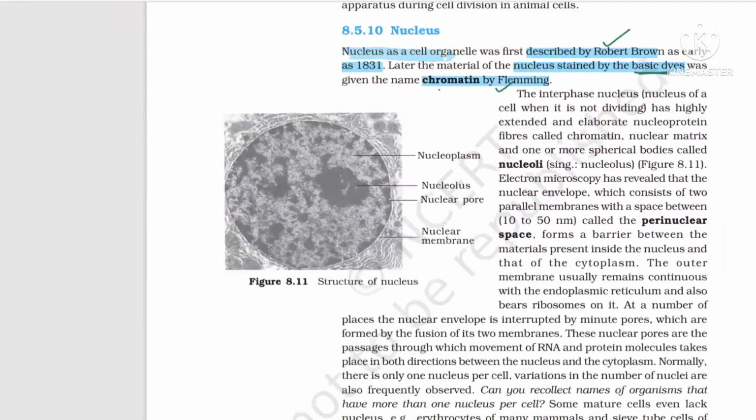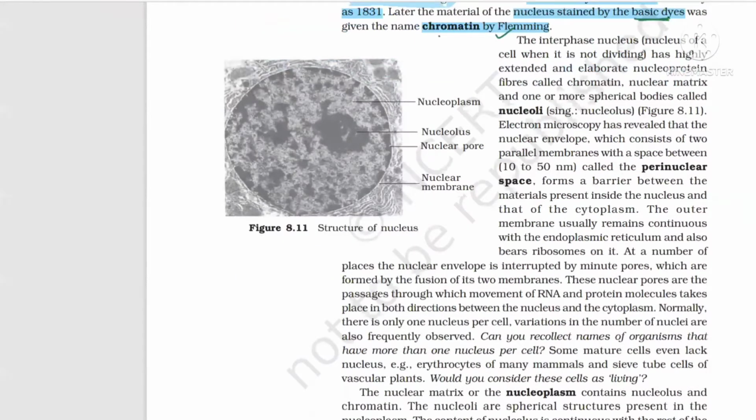Now see the NCERT carefully, beta. The interphase nucleus, when it is not dividing, has highly extended and elaborate nucleoprotein. Nucleoprotein means nucleic acid and protein fiber called chromatin. It has a nuclear matrix and one or more spherical bodies called nucleoli. So what does the nucleus contain? Number one is the nucleolus, number two is chromatin, and it contains nuclear matrix known as nucleoplasm. And obviously nuclear pores are present.